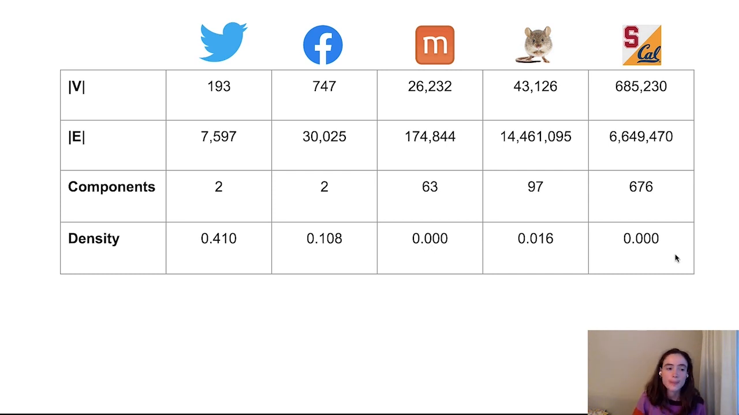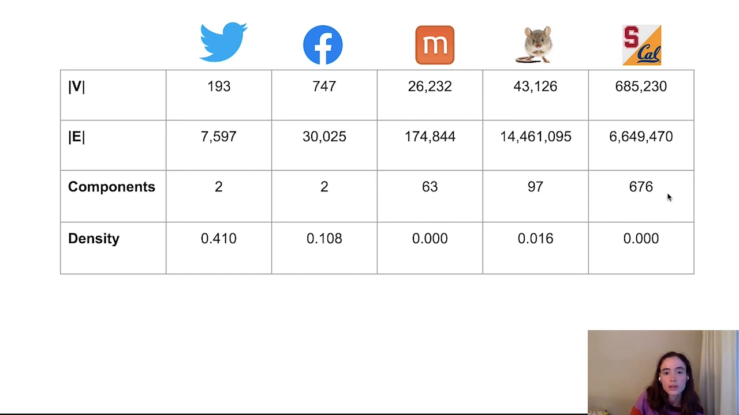And so density can help us identify sparse graphs. And when a graph is sparse, meaning it has few edges, we expect certain properties of those graphs. And also they can often be stored more efficiently in sparse matrix forms than dense graphs.